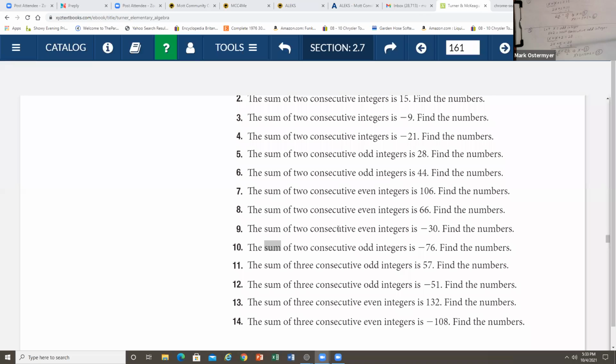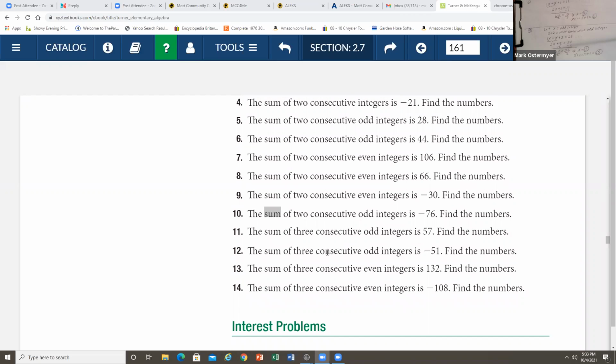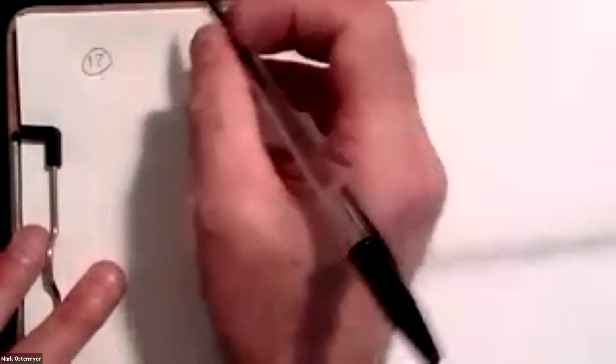All right, let's dive down to number 12. Now it says the sum of 3 consecutive odd integers is negative 51. Find the 3 consecutive odd integers. Now we have 3 consecutive what? Odd integers, don't we? For number 12, and they sum up to negative 51. So the way to start this is to first of all say let x be equal to what kind of a number?